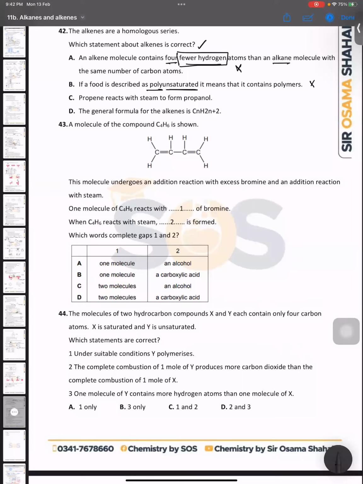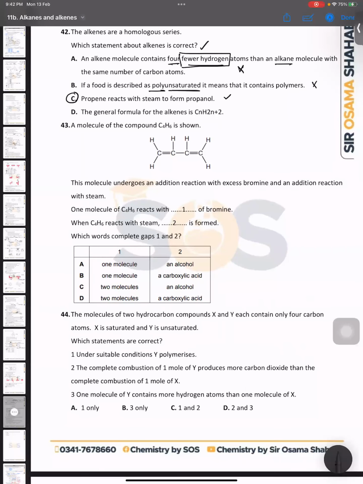Propene reacts with steam to form propanol. That is the right thing, right? Propene is going to react with steam to form propanol. That is the right answer. The general formula of alkene is not this. It should be CnH2n. Then a molecule of the compound C4H6 is shown.